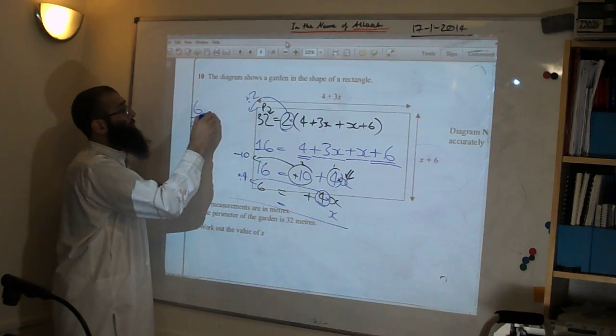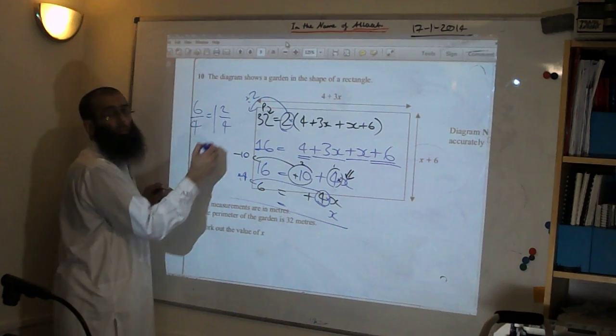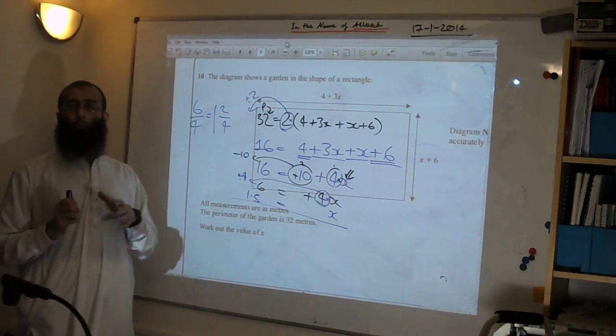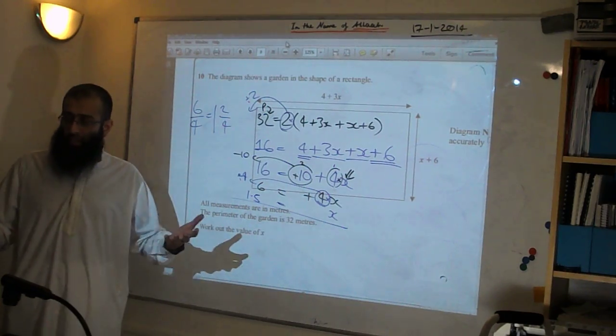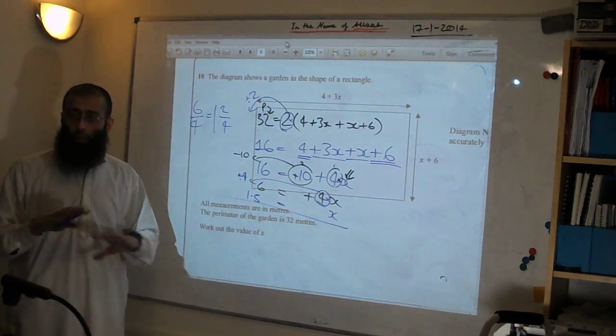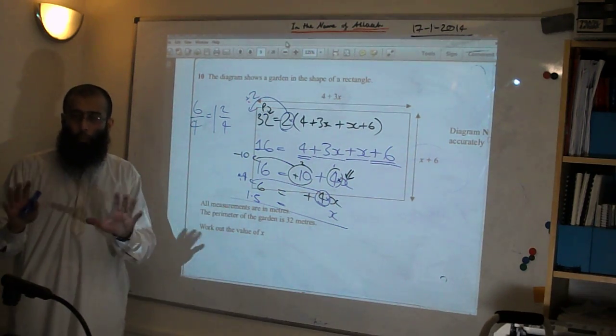so 6 divided by 4 is 1, remainder 2. So that is the same as 1.5. Okay folks, if you get 1.5 in the examination, it's not wrong. You don't need to jump out the window or run out the hall. Okay? So 1.5 is a properly acceptable answer.